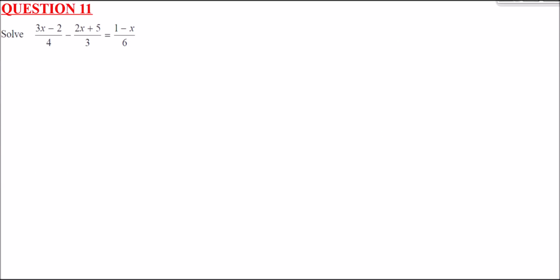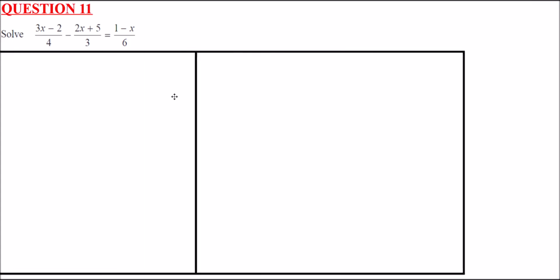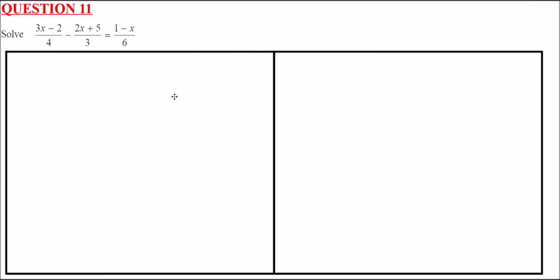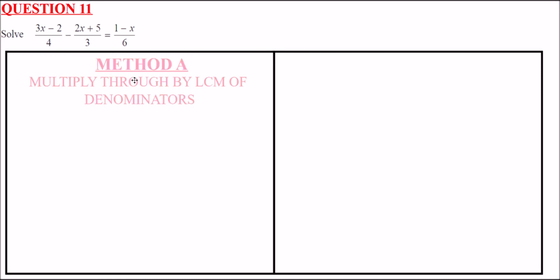Question 11. Solve this fairly horrible looking algebraic fraction equation. Because it's fairly horrible, and these questions aren't too popular with students, I'm going to show you two different ways for tackling this. So I'm going to set this out into two separate boxes, two separate methods. The first method I'm going to show you is more or less the standard method. Method A, just multiply through by the lowest common multiple of the denominators.